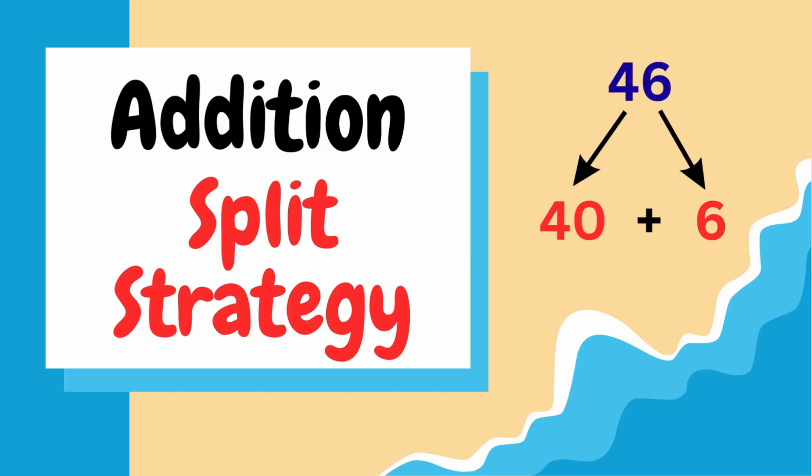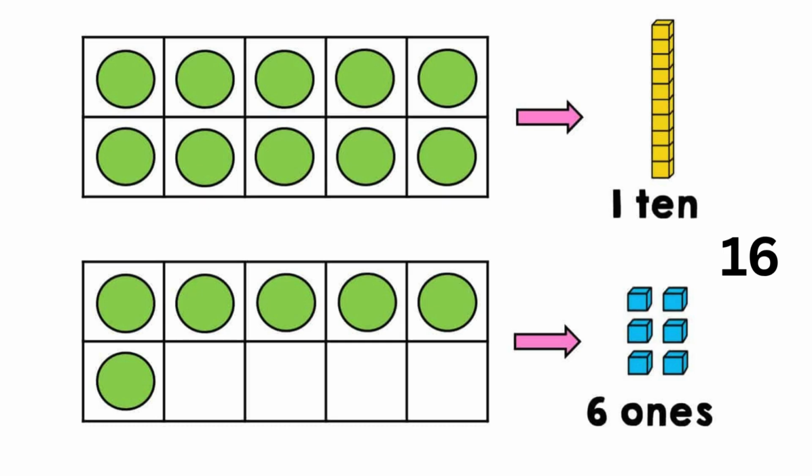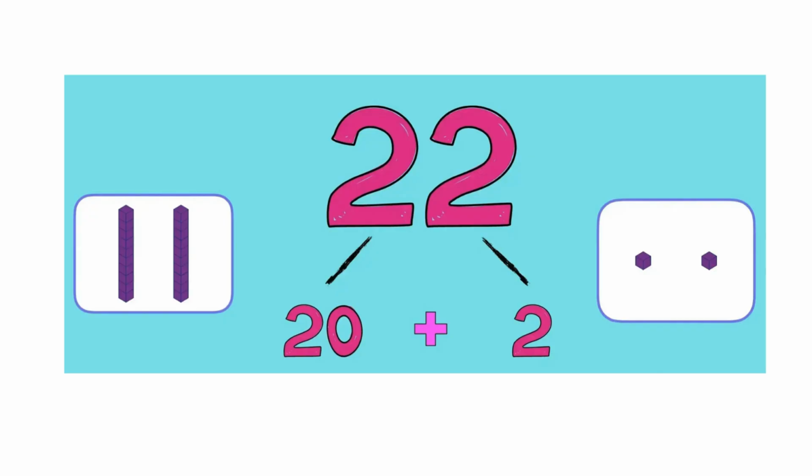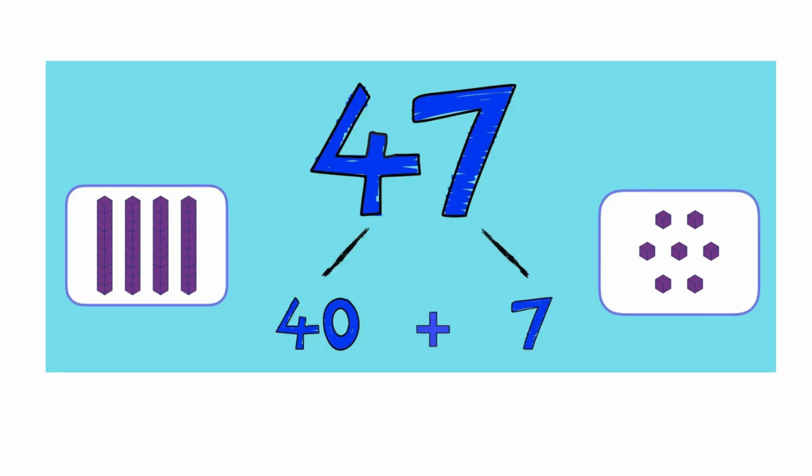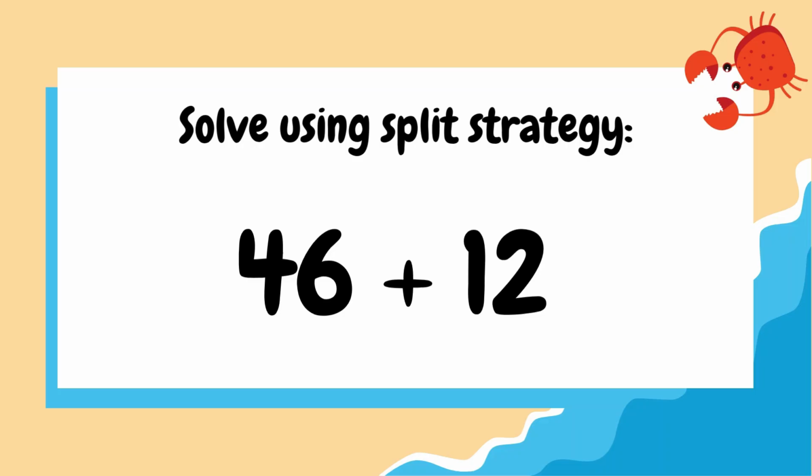Today we are going to learn a super fun trick called the split strategy. It is a way to break numbers into tens and ones to make adding them faster and easier. So let's have some examples for this. Let's solve 46 plus 12 using the split strategy.